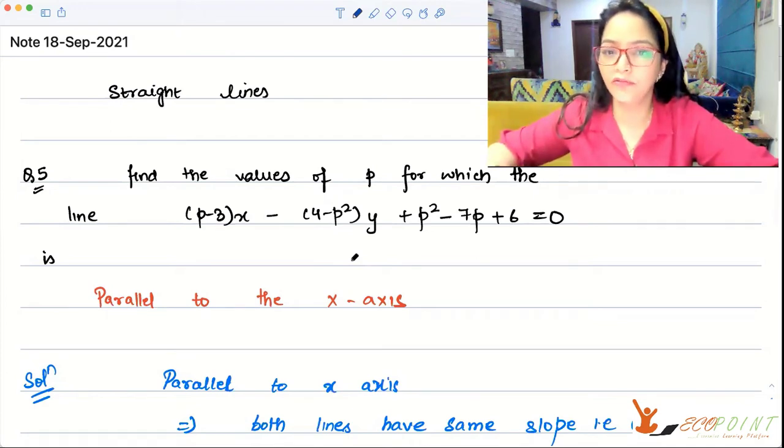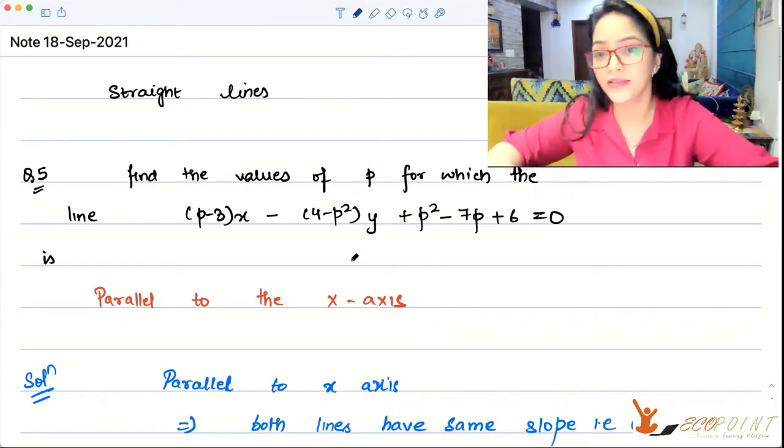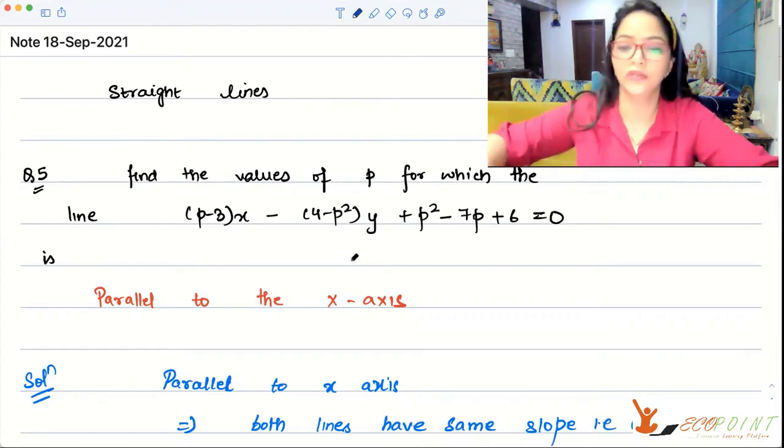Find the value of P for which the line, I've given a line in terms of P: (P minus 3) times X plus (4 minus P square) times Y plus P square minus 7P plus 6 equals 0. This line is parallel to the x-axis. Then we will also analyze for what value of P it will be parallel to the y-axis. And then we will analyze for what value of P it should be passing through (0, 0), that is the origin. Okay.